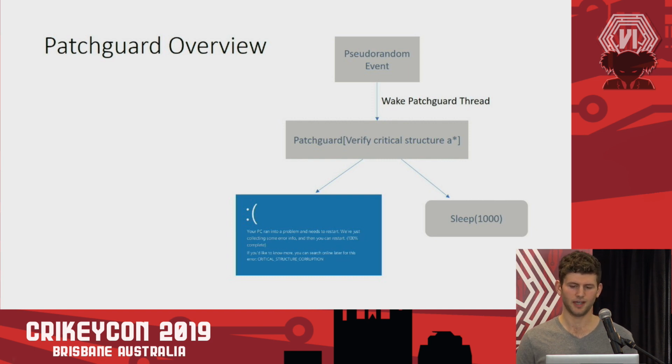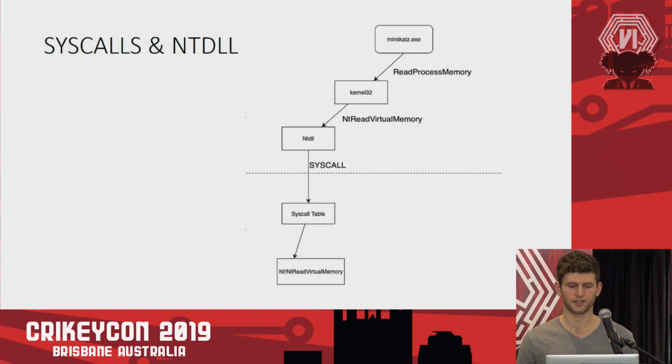This is because of the way API functions work in Windows. Above the dotted line is user land, below the dotted line is kernel land. Say mimikatz wants to dump memory from LSASS. It will call ReadProcessMemory, which is exported in the kernel32 stub DLL, and then that will eventually be forwarded pretty much to NTDLL. NTDLL will have NtReadVirtualMemory, and that will do a syscall operation.